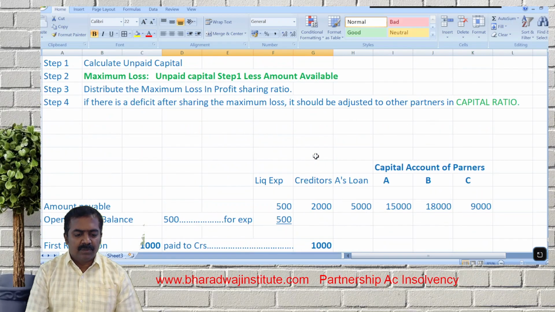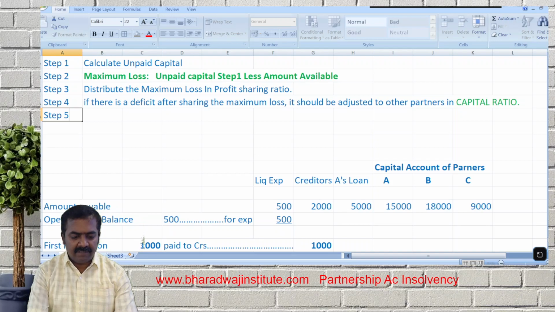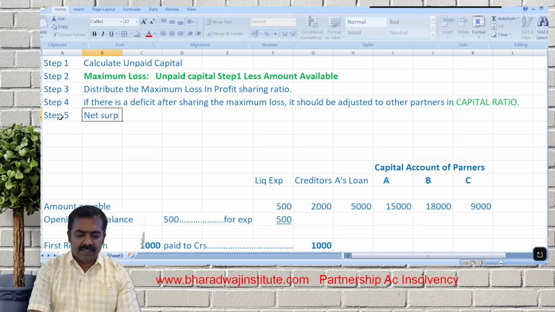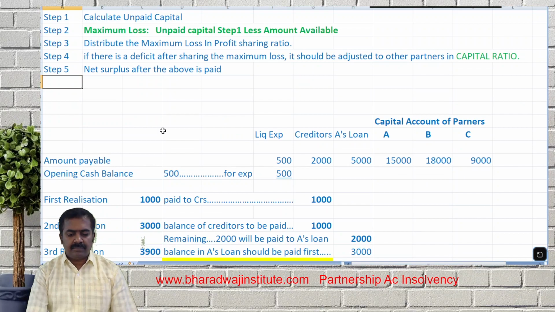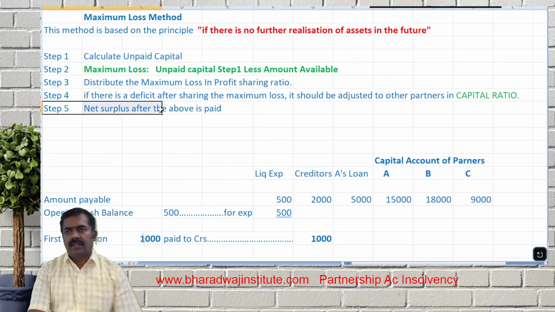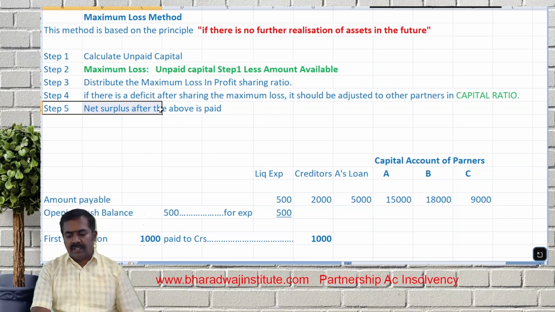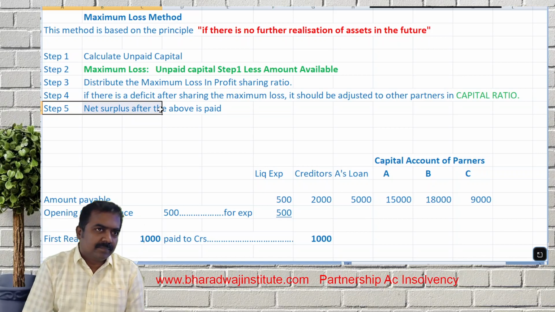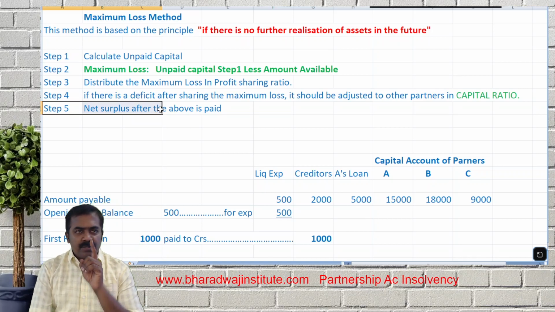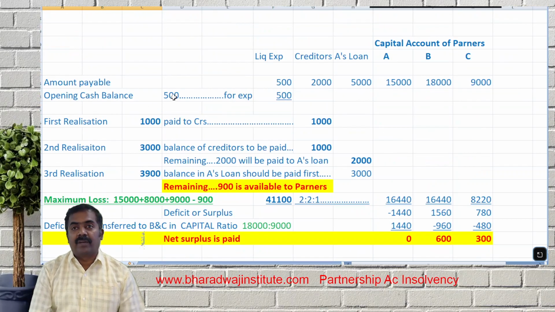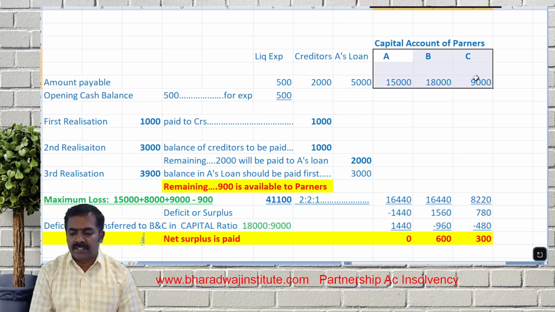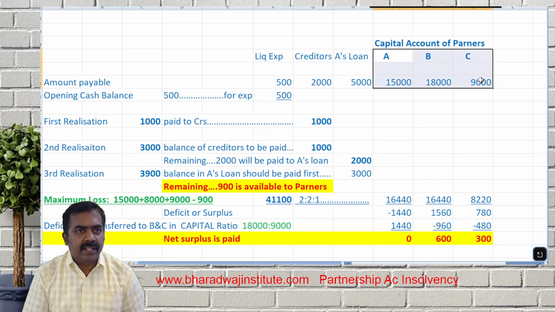Okay. So now step 5: net surplus after the above is paid. I'll repeat, nothing to worry. One more step is there, 2 more steps are there. You stay with the theory, I just explained through this problem. What is step 1? Calculate unpaid capital. In this problem, it is simple and direct. How much? 15,000, 18,000, 9,000.